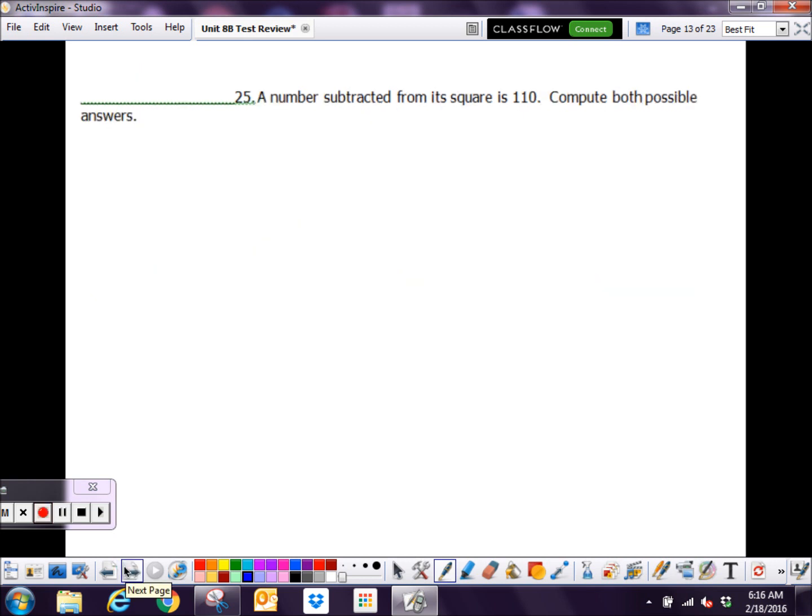25. A number subtracted from its square is 110. Compute both possible answers. Okay, so we have a number. I'm going to say that's x. Subtracted from. Now that's going to end up having to go after that because it's being subtracted from its square. Well, its square would be x squared is 110. So I have x squared. X needs to be subtracted from that. So it's going to be minus x equals 110.